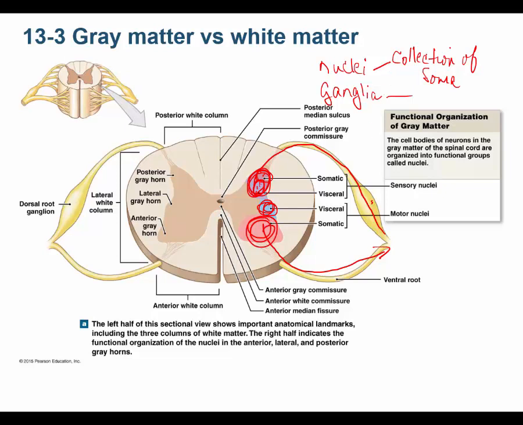Now, I showed you what nuclei were, a collection of soma in the central nervous system, but I said to you a few seconds ago that a ganglia and a nuclei were the same thing. Well, what's a ganglia? It's a collection of soma in the peripheral nervous system, and we'll talk about a lot of ganglia. So a ganglia and a nuclei are the same thing, a collection of soma. But a nuclei is a word retained for the central nervous system, and a ganglia is a word retained for the peripheral nervous system.